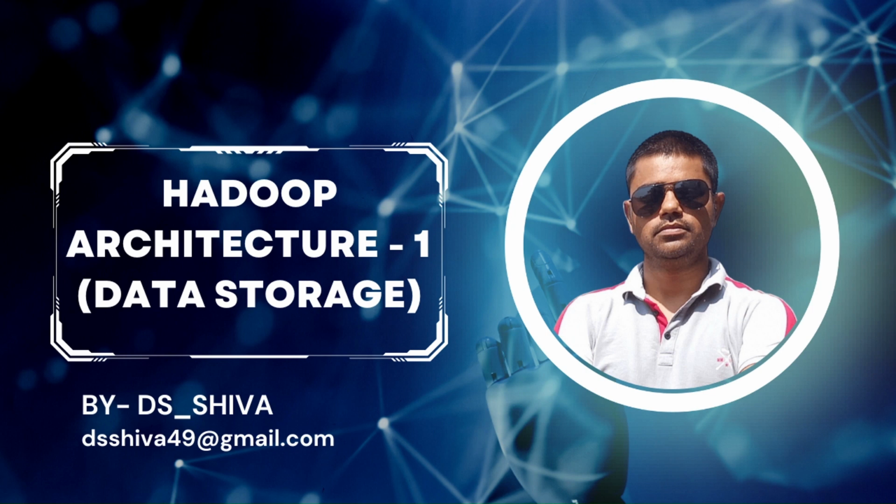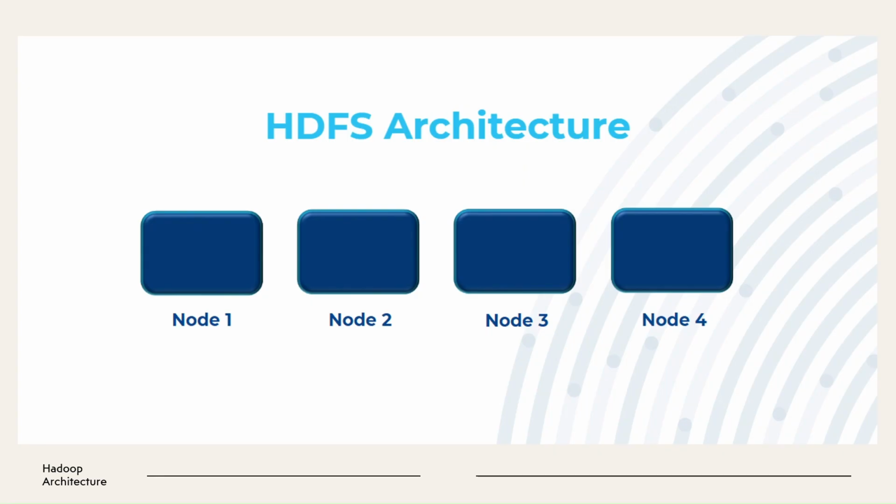Alright, no more delay. Let's get started with the topic Hadoop architecture. As we have already understood, HDFS means Hadoop Distributed File System. It means the data is stored in a distributed manner. If I talk about the storage of our data, the data will be divided into different blocks, and all the blocks will be sent to different nodes. That is called data nodes.